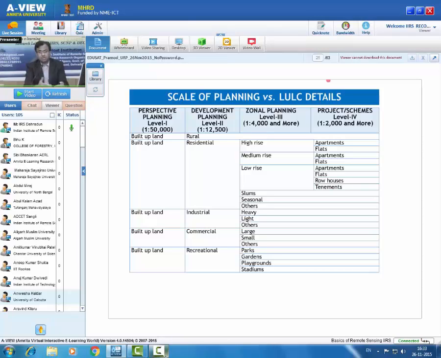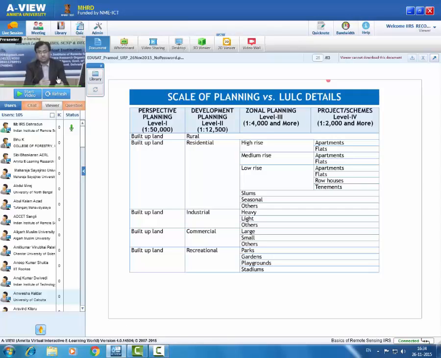When you talk about the urban areas, when you go for perspective planning, it will be close to 1:50,000 level. Here, the built-up land will constitute only one polygon. When you go for development planning, where the scale would be close to 1:2,500 or 1:10,000, the built-up land will be further categorized as residential, industrial, commercial, recreational, and so on. When you go to the third level, zonal planning, the same residential area will be categorized as high-rise, medium-rise, low-rise, slums, seasonal and others.